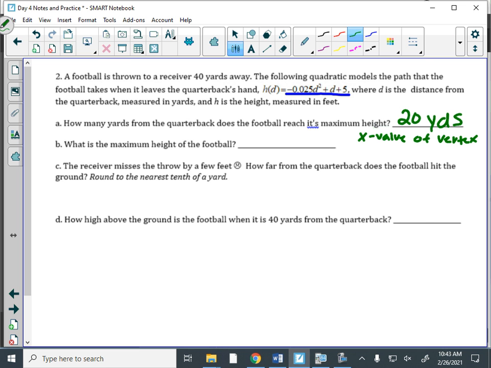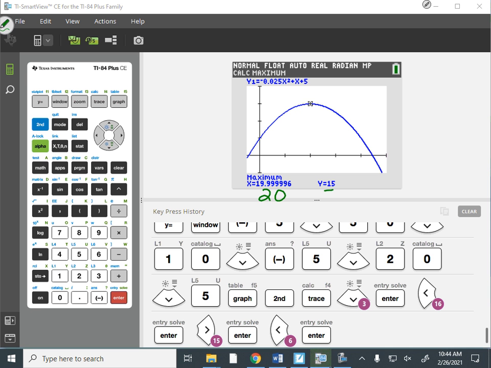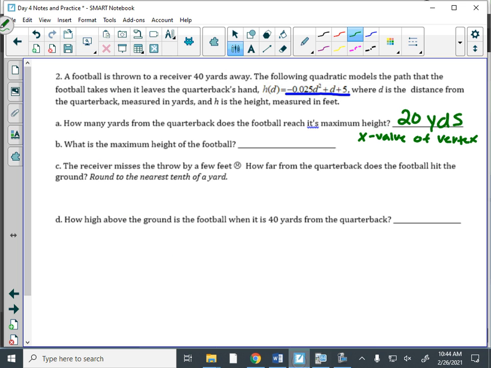What is the maximum height? Well, that's just the y value of your vertex, and that's 15 feet. Remember, the vertical distance is in feet. The horizontal distance is in yards. C says the receiver misses the throw by a few feet. How far from the quarterback does the football hit the ground?